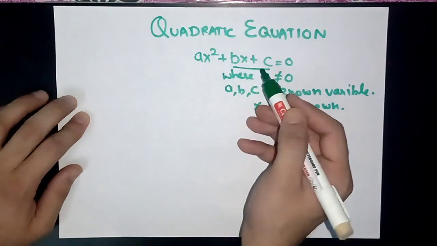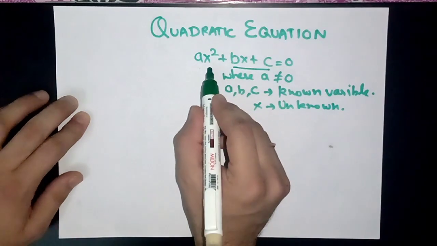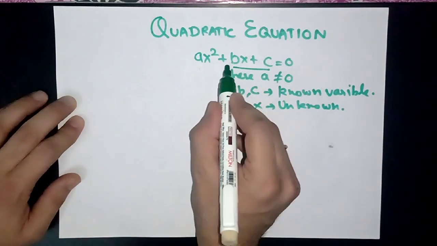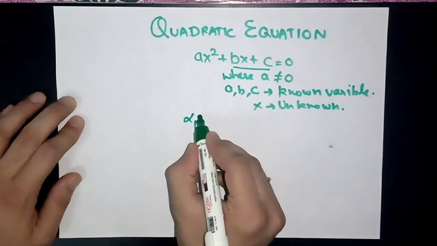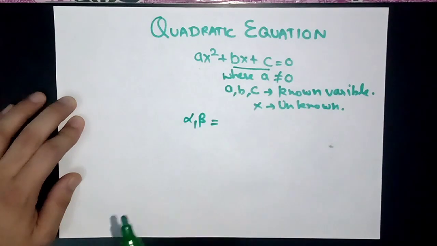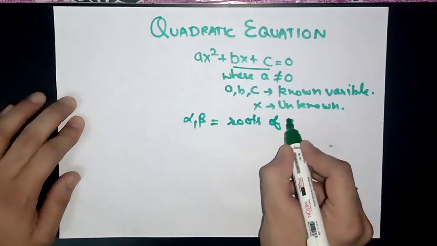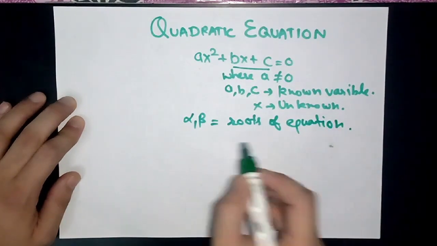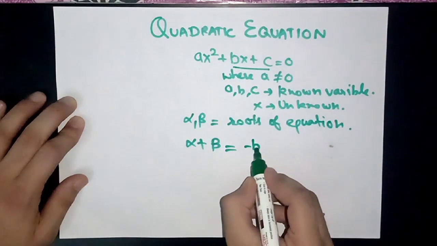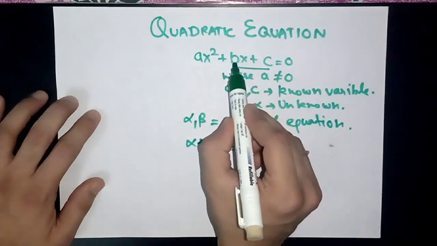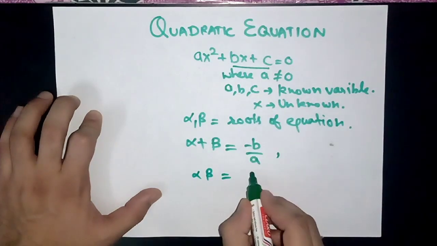That value of x can be at most 2. In the case of a quadratic equation, a maximum of 2 solutions can exist which satisfy the given equation. Let's say alpha and beta are the roots of the equation. The sum of roots will always be equal to minus b by a, and the product of roots is c by a.